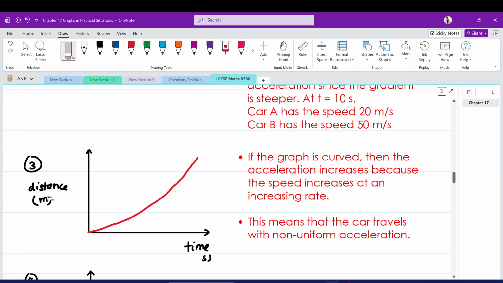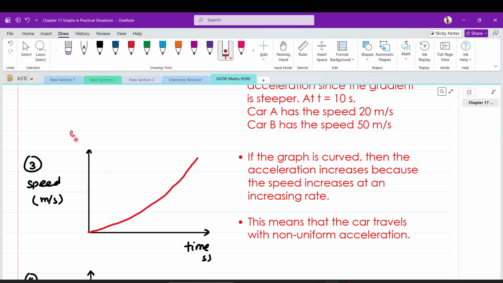The third type of graph will be, sorry, this is speed. This is going to be a curved graph. So you can see that the graph is going something like this. Now, whenever we have a graph which is a curve, that tells you that the speed is still increasing, but it is not increasing at a constant rate. So that means that acceleration is no longer constant. The speed is increasing non-uniformly.